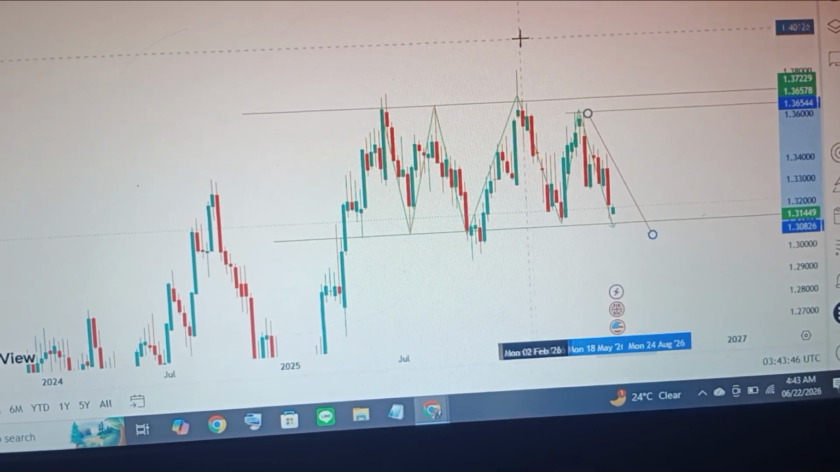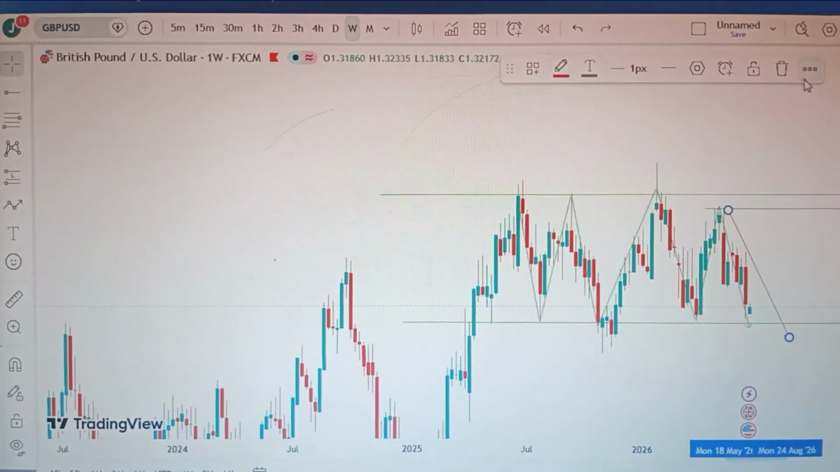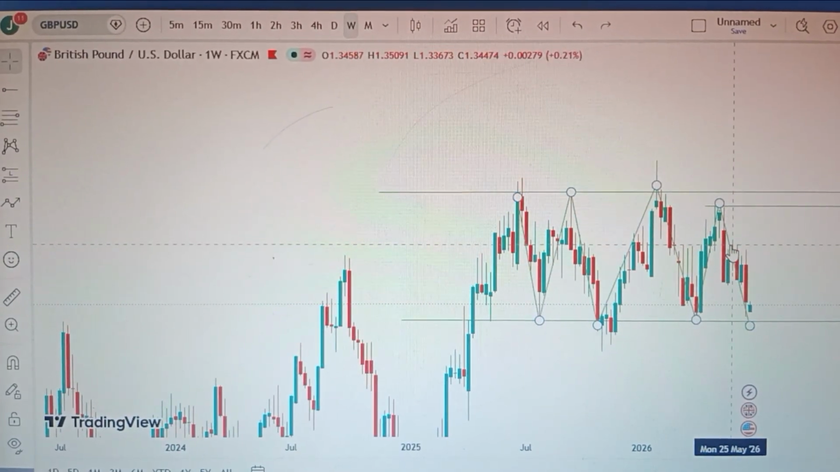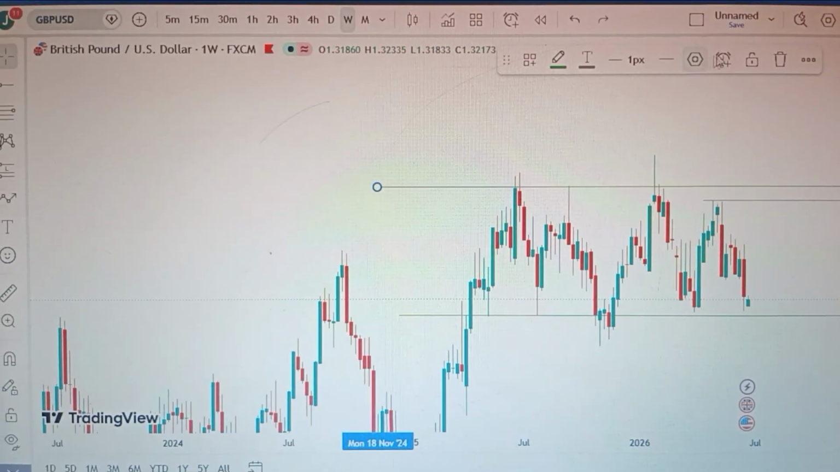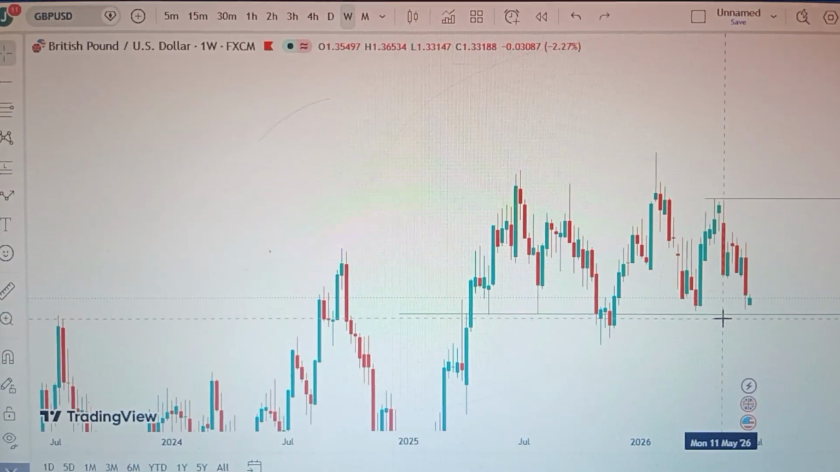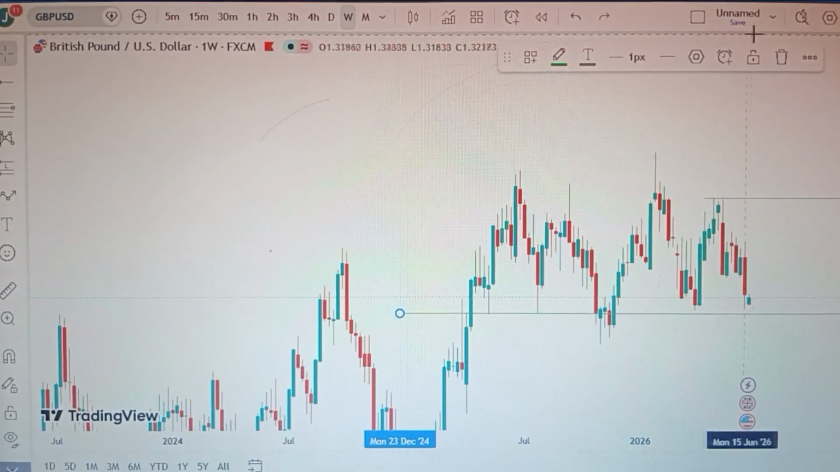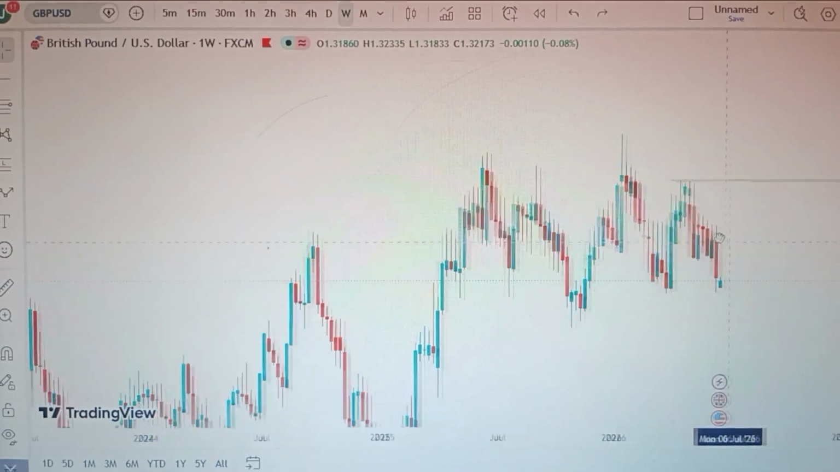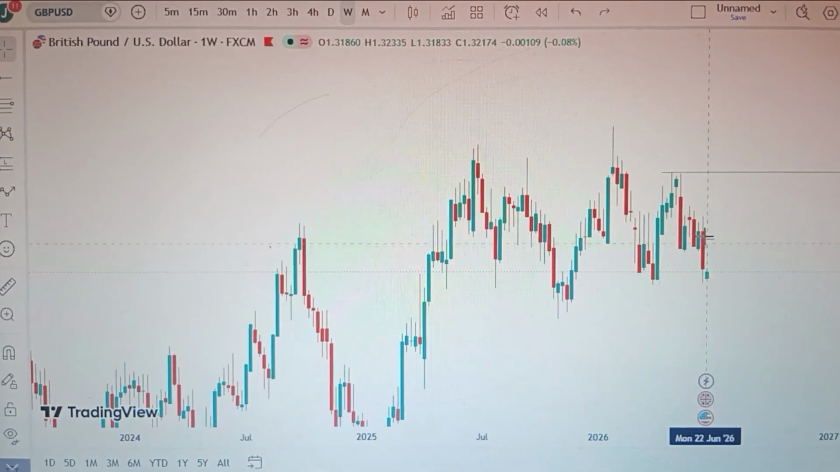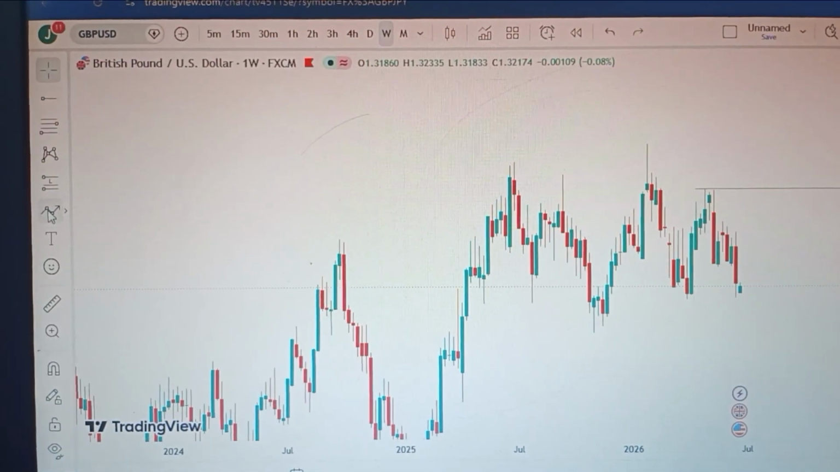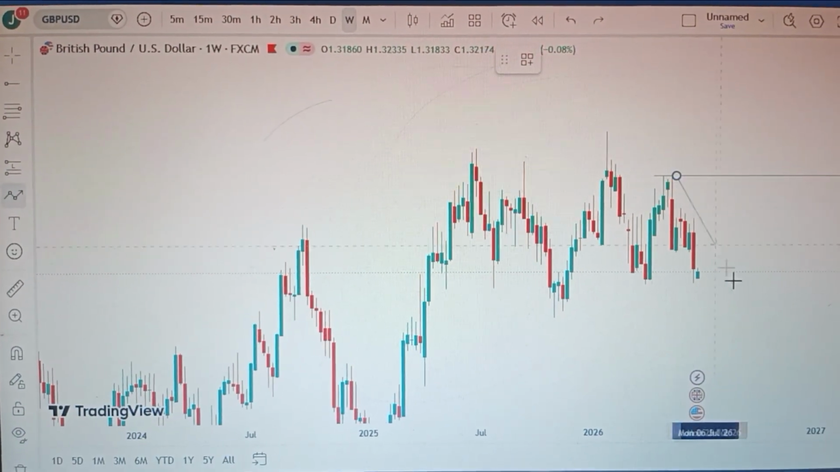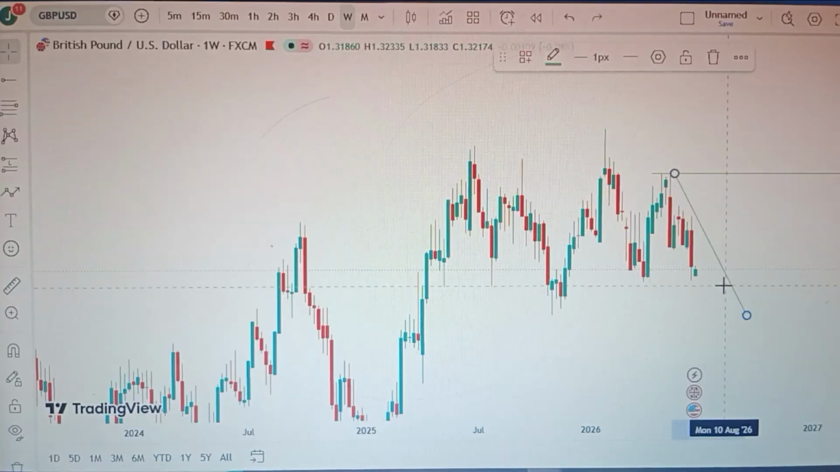Let me remove this. As I've said earlier, the market is pushing to the downside. The market will not trade in a linear structure like this. Since this market is pushing to the downside, it's more like a linear price action here.